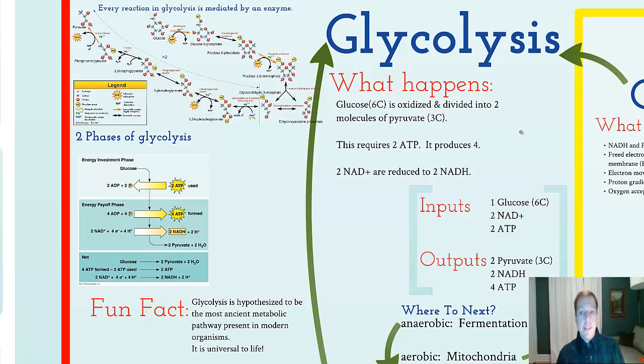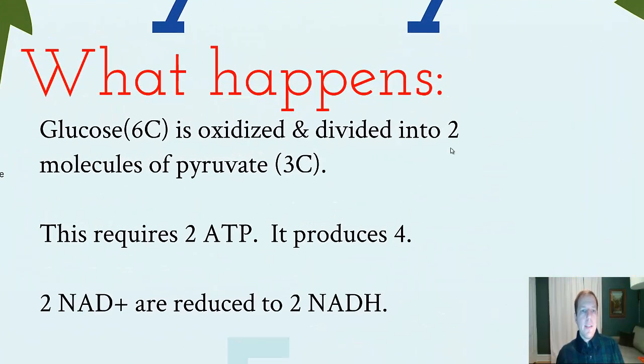So we begin with glycolysis. Glycolysis is going to start with a molecule of glucose or a similar nutrient being oxidized. Oxidized means that electrons are going to be removed from glucose. It's also going to get divided in half, making two molecules of a smaller organic compound called pyruvate.